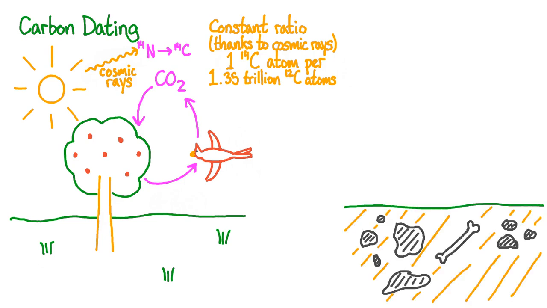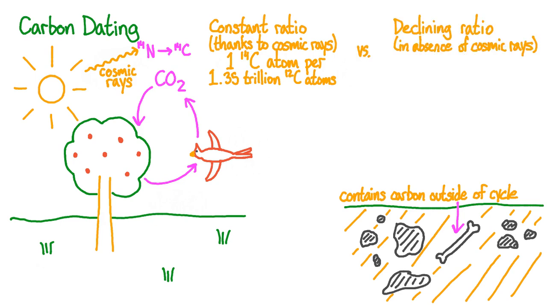However, when an organism dies and leaves behind, say, bones, fur, or wood, the carbon in those materials is removed from the carbon cycle. Its levels of carbon-14 will no longer be able to be replenished by cosmic rays. Without those cosmic rays, the ratio of carbon-14 to carbon-12 will begin to decline. The half-life of carbon-14 is 5,730 years, so every 5,730 years, half of the carbon-14 will decay.